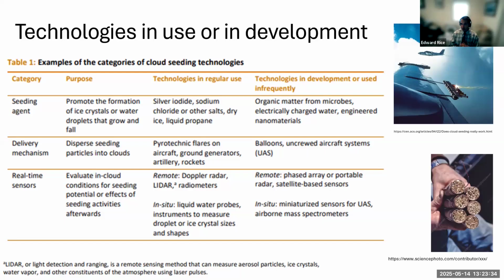Other technologies that are used outside of the US: artillery is used in China and I believe Russia, as well as rockets. So obviously then you're just shooting that artillery round into where you want the cloud seeding agent to go. The technologies that are in development are UAS, and balloons have been around a long time, but balloons specifically for the delivery of cloud seeding agent is something that's still on the emerging front.